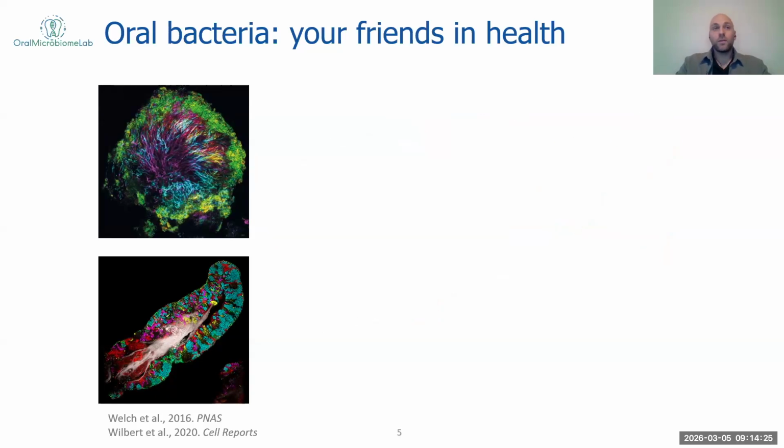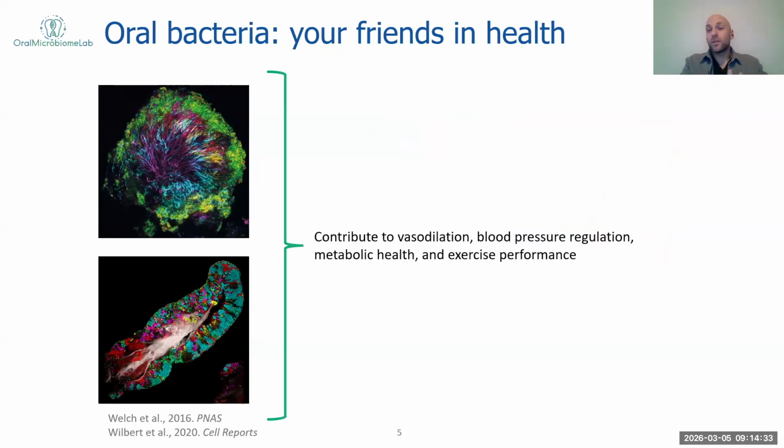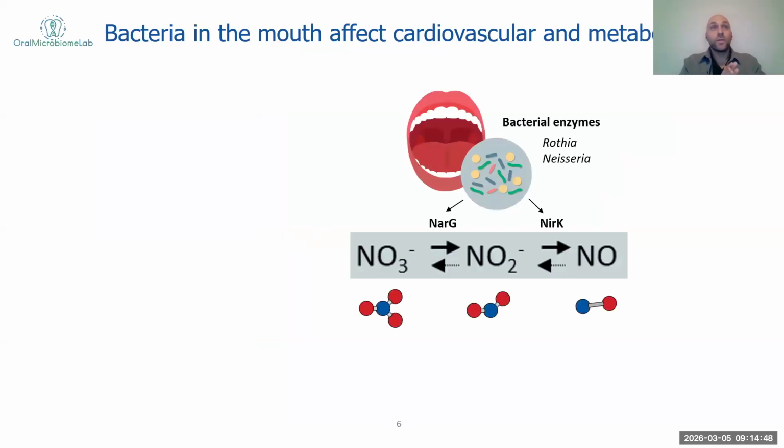Additionally, while we know that the gut microbiota is very important for systemic health, now we also know that the oral microbiota contributes to that. Specifically, it has been shown that the oral microbiota can contribute to vasodilation, blood pressure regulation, metabolic health, and exercise performance. And this is all mainly, as far as we know now at least, because of nitrate metabolism.